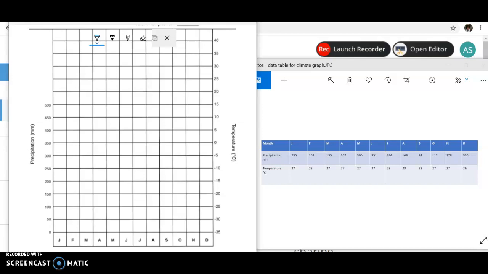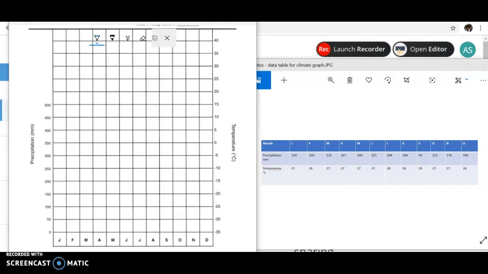So for your assignment today, I want you to create a climatograph using the data that you see here on the screen. I'm going to send that separately, so you don't need to capture the information from this recording. You don't need to take any notes or anything like that. I just want to describe and explain how the climate graph works.